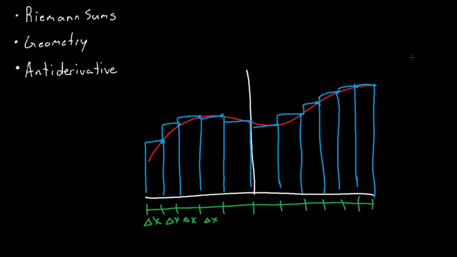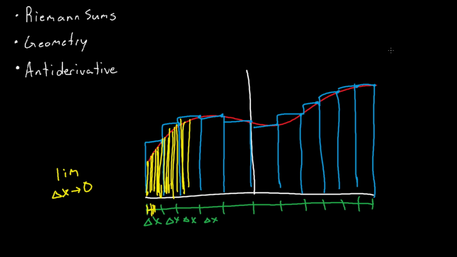Now, hypothetically, what if your delta x approached 0? What if we take the limit as delta x approaches 0? These rectangles get infinitesimally small, and even smaller and smaller. Essentially, you just get a bunch of super, super thin rectangles under your curve, and that is the heart of an integral.